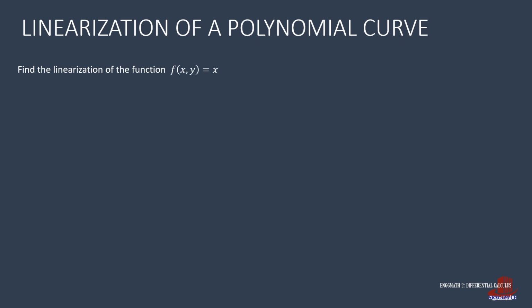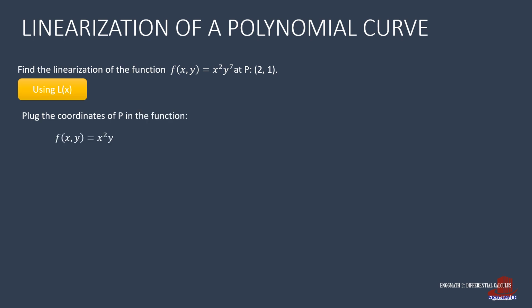The next example has the function in terms of both x and y equal to x squared times y raised to 7, and the point under consideration is at (2, 1). First, we use the L of x formula. We place the x and y coordinates into the function to have 2 squared times 1 raised to 7, which turns out as 4.